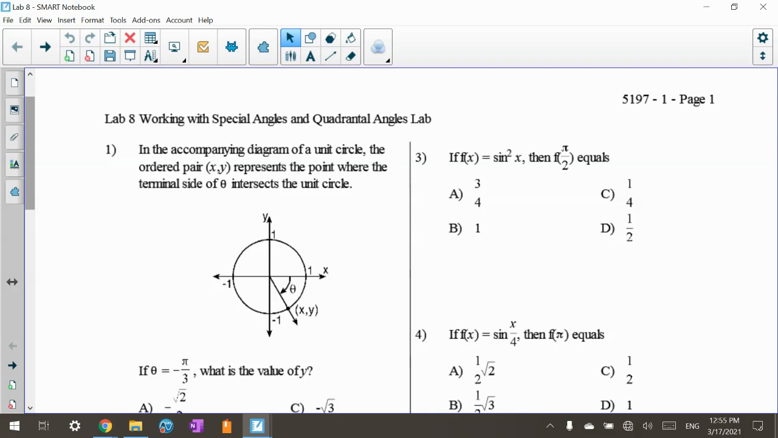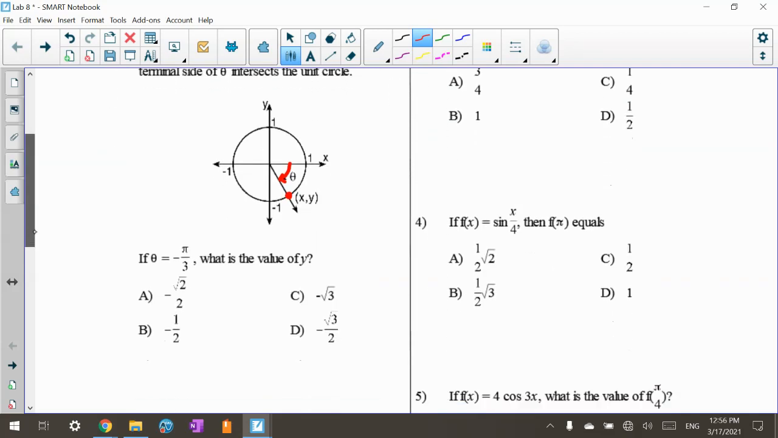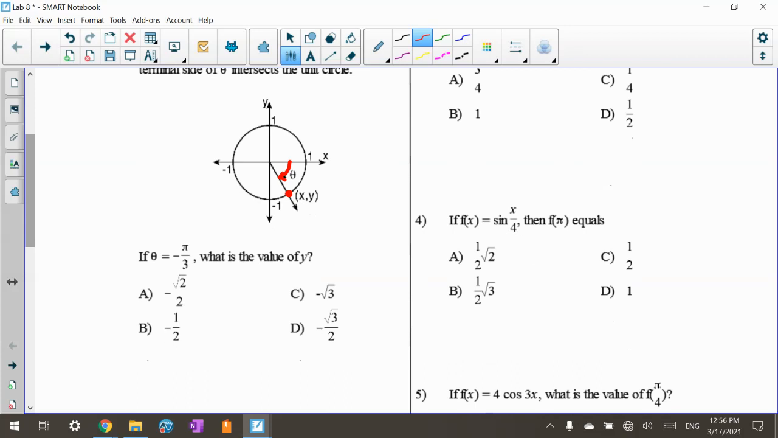So the first one, number one, is in this diagram. The ordered pair xy is where the point of the terminal side theta intersects with the unit circle. So we're looking at this point right here. And if theta is negative pi over 3, it's negative because it's coming from this direction. You have to look at that and say, okay, I'm in quadrant 4. They want to know the value of y, so they're looking for the sine of the angle in that quadrant.